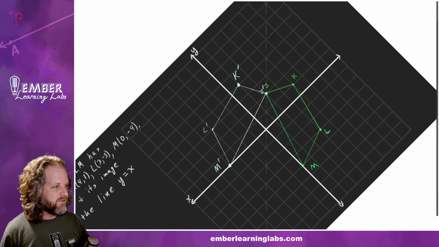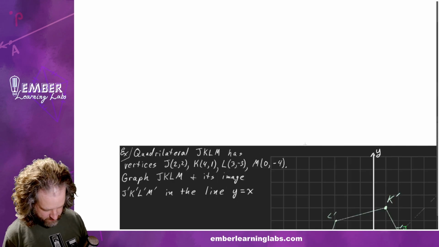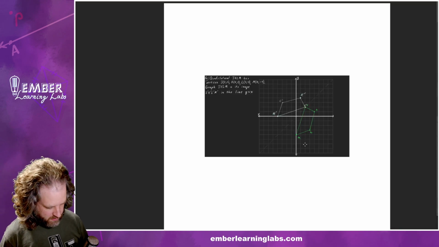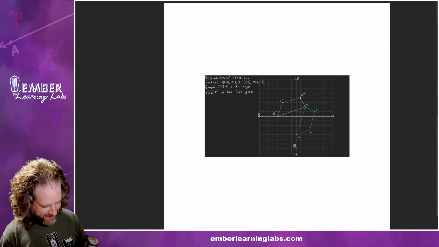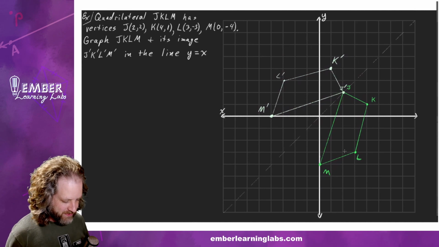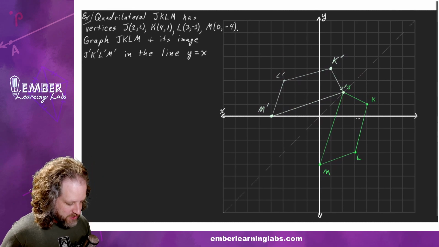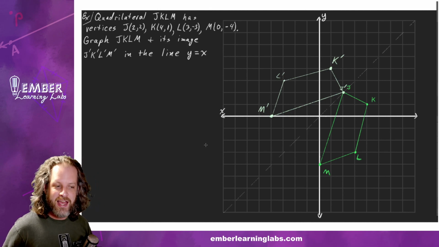So let me flip my thing back around. Positive 45. Okay. Oh, that's funny. It's shrunk it too. That's fine. This is the last example. But there it is. There is our original and then the reflection across the line y equals x.